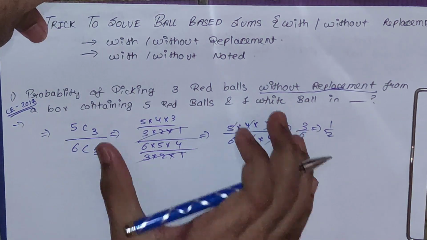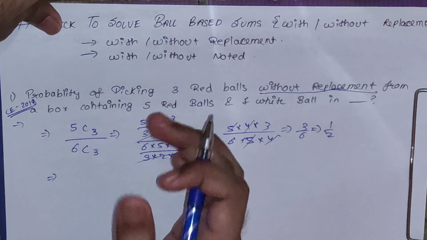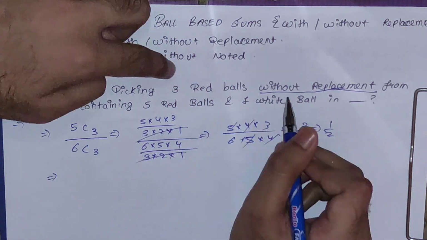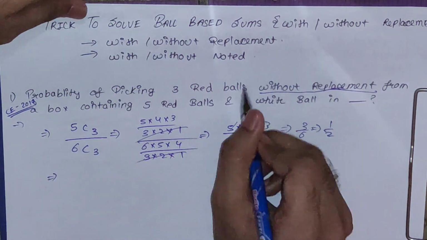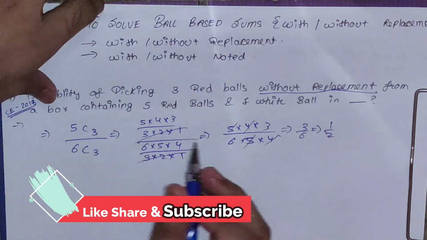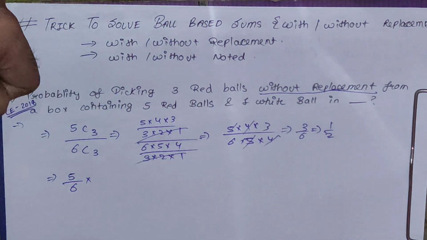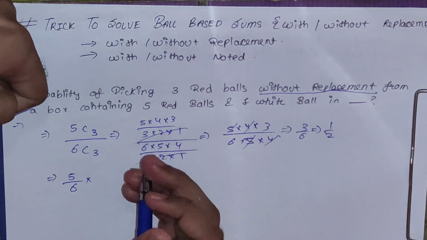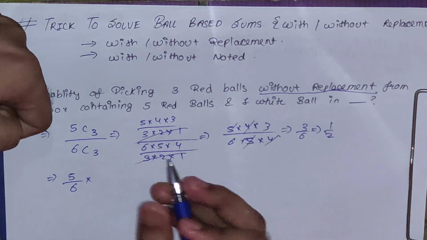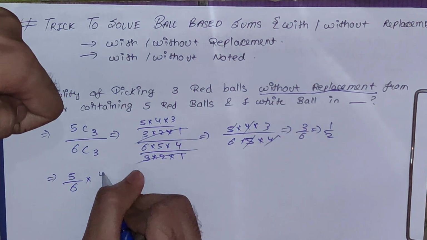Okay, this was the best way to get your answer, but there is another way also, that is we are going to pick the balls one by one. So here we know we have to pick 3 red balls. Okay? And we know we have to pick balls without replacement. So what we are going to do is, first we are going to pick 1 red ball. So 5 upon 6. Now we have picked 1 red ball, so in the box there are 4 red balls now. So the total balls will be 5 and red balls will be 4. So if we pick one more ball from 4 red balls, we will have 4 upon 5.